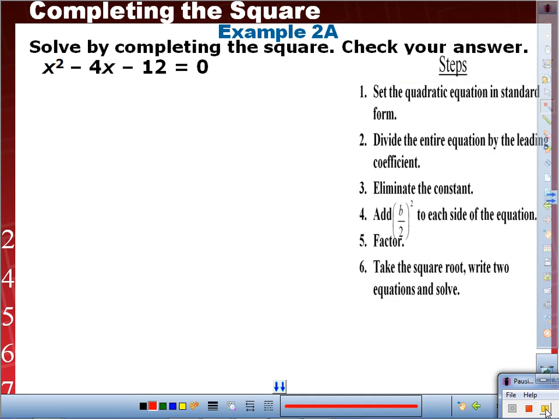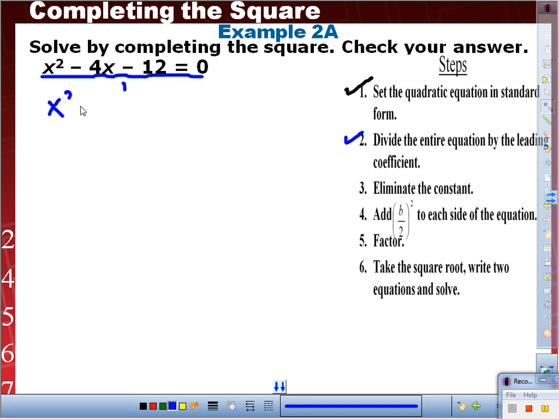Alright, let's see. Is it in standard form? Yes. Step 2, divide by the leading coefficient. What is my leading coefficient? 1. So I write everything over 1, and then I get x squared minus 4x minus 12 equals 0.